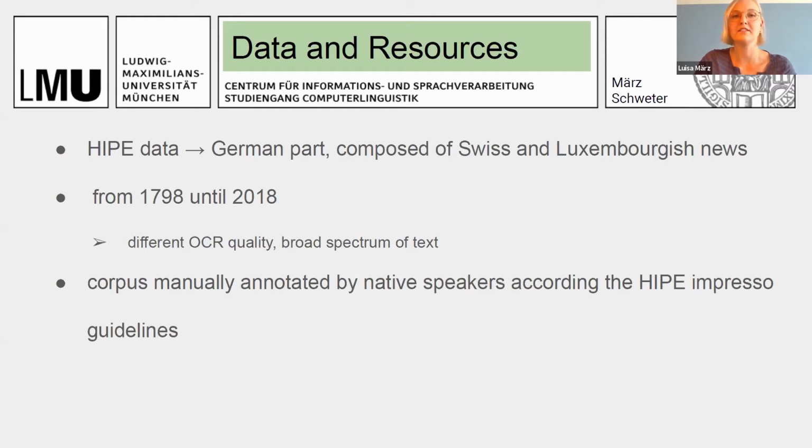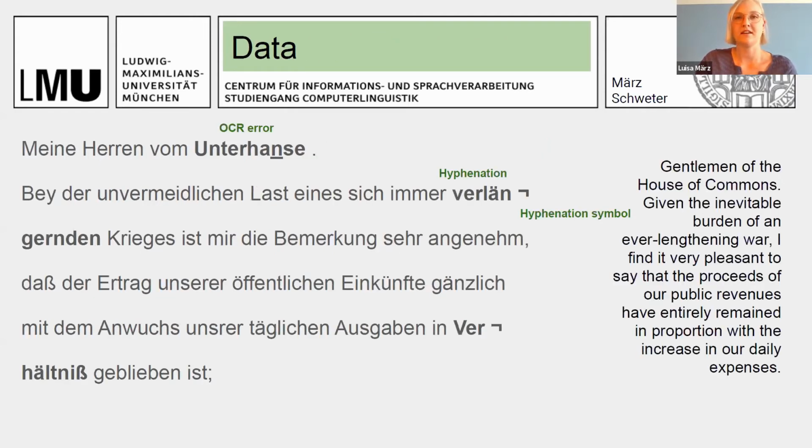So what do we find here? Different OCR quality, but also a broad spectrum of text. Here is a very short example to show what peculiarities we find there. So you have different kinds of OCR errors. The one in the first line is not too bad. The N is only confused with a U, or the other way around.